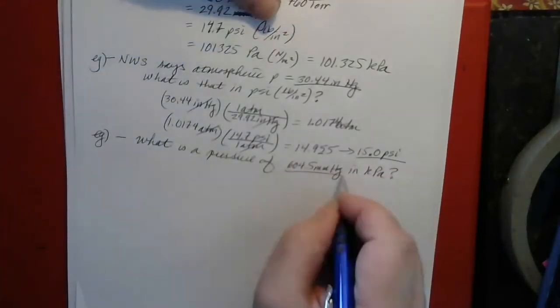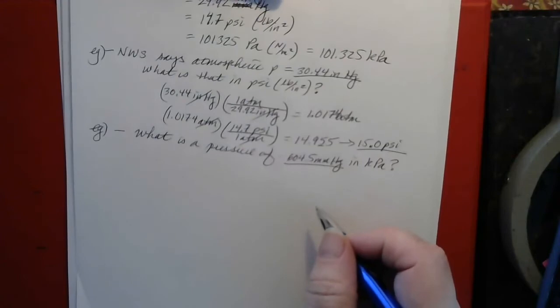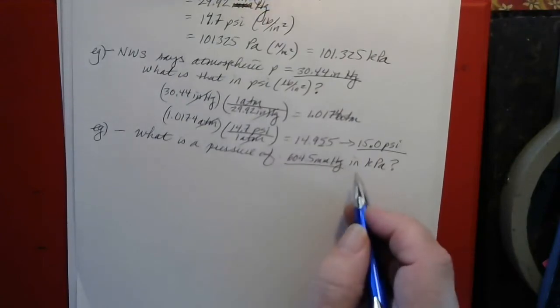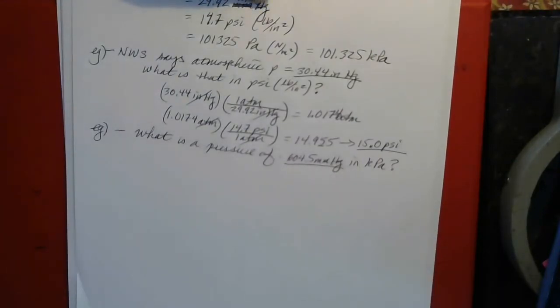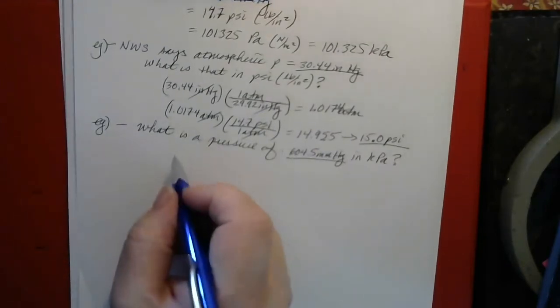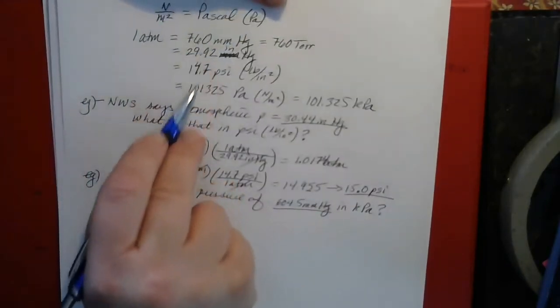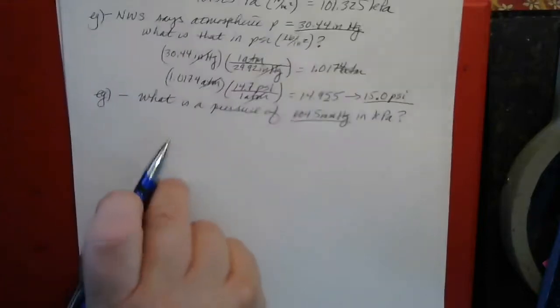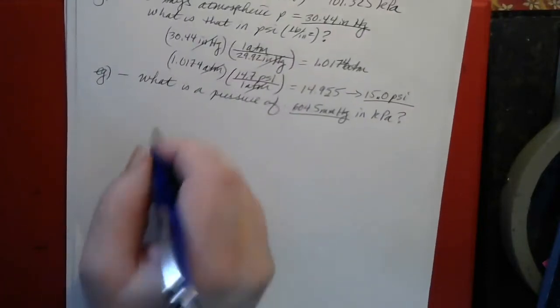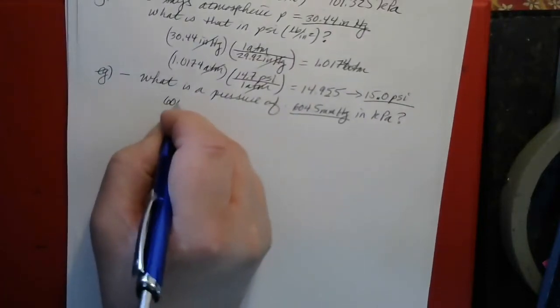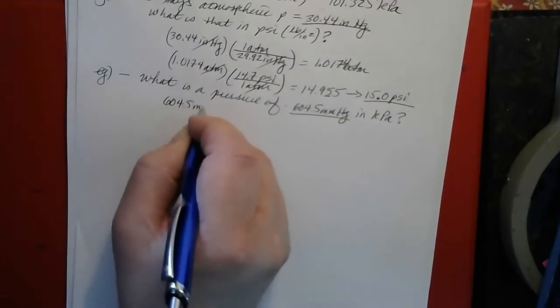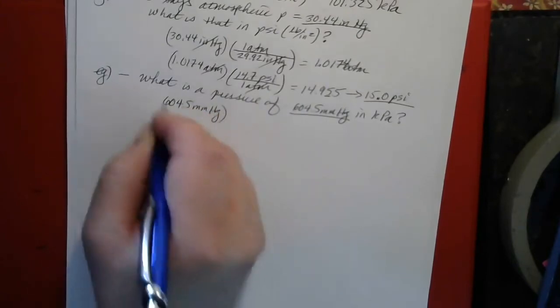Okay, so suppose your pressure is 604.5 millimeters of mercury, and we want to know what that is in kilopascals. Well, again, we have the relationships of all of these different units to 1 atmosphere. So the sensible thing to do would be change 604.5 millimeters of mercury to 1 atmosphere.